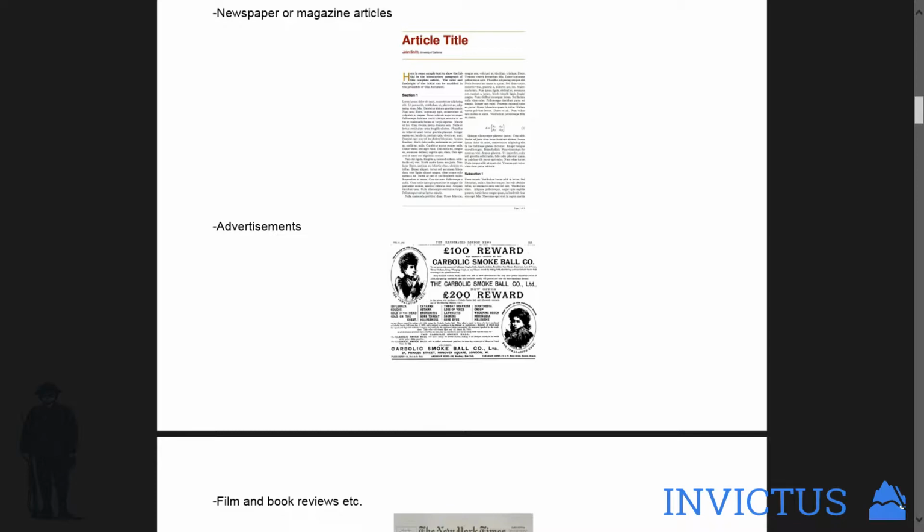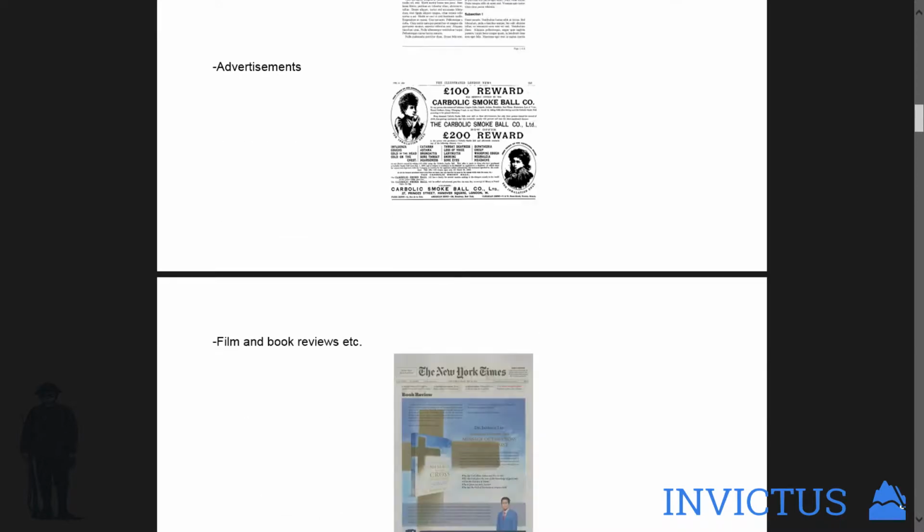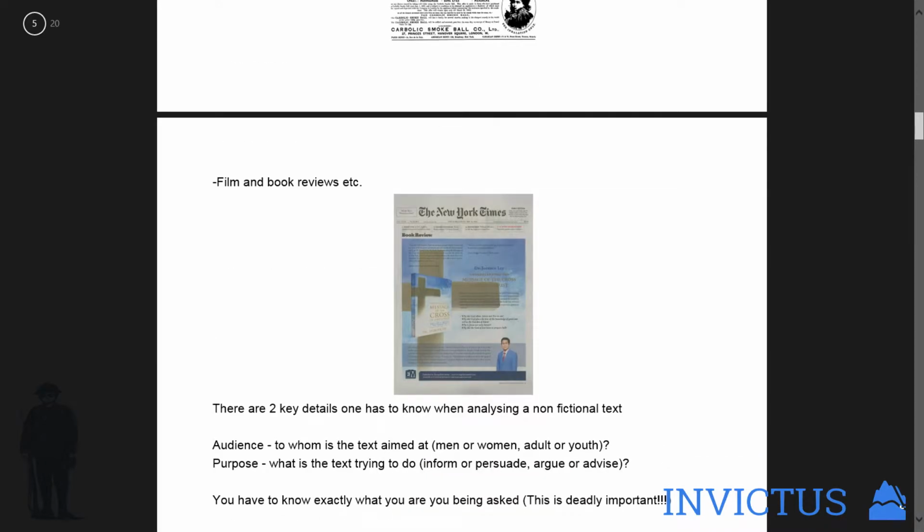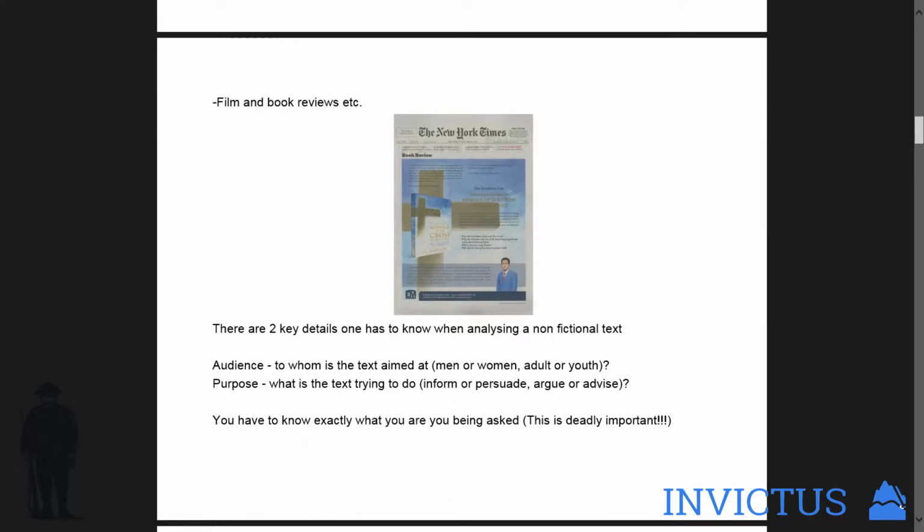They're not fiction, obviously, because you have to talk about a product. And film and book reviews, again, it's very funny, you're talking about something potentially fictional, but it's described as fact because you're reporting what the book includes.